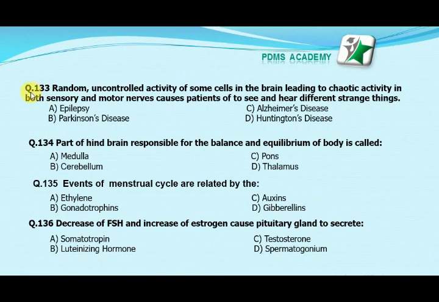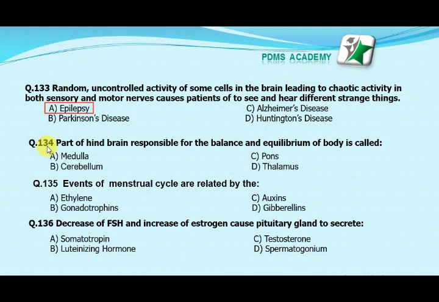Bismillahirrahmanirrahim. Our next MCQ is: random, uncontrolled activity of some cells in the brain leading to chaotic activity in both sensory and motor nerves causes patients to see and hear different strange things. Option A, epilepsy. Option B, Parkinson's disease. Option C, Alzheimer's disease. Option D, Huntington's disease. Our correct answer is A, epilepsy.